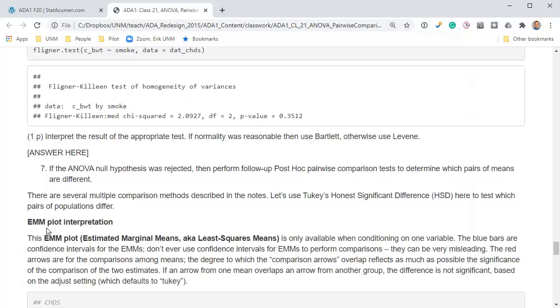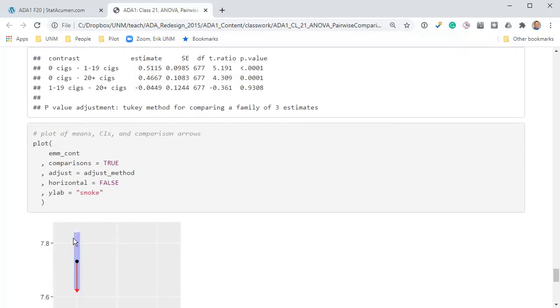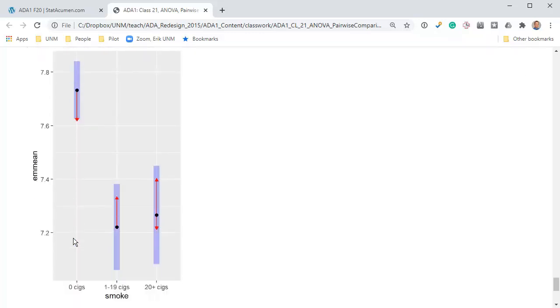Yes, okay, so I've got comments here about how to interpret the plot. I'm going to just discuss it, but please read that short paragraph. It is common for non-statisticians to use confidence intervals, which are the blue bars, to determine whether or not means are different or not. And that is entirely inappropriate.